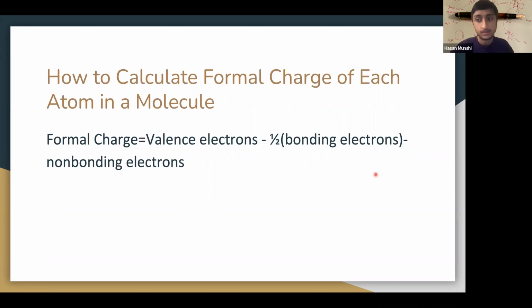A single bond, a sigma bond, has 2 electrons. So 1/2 of that is 1, and that's like one line. A double bond, which is sigma plus pi, has 4 bonding electrons, so 1/2 of 4 is 2, so that's like 2 lines. So it's more like valence electrons minus lines minus dots. That's pretty helpful in my opinion.